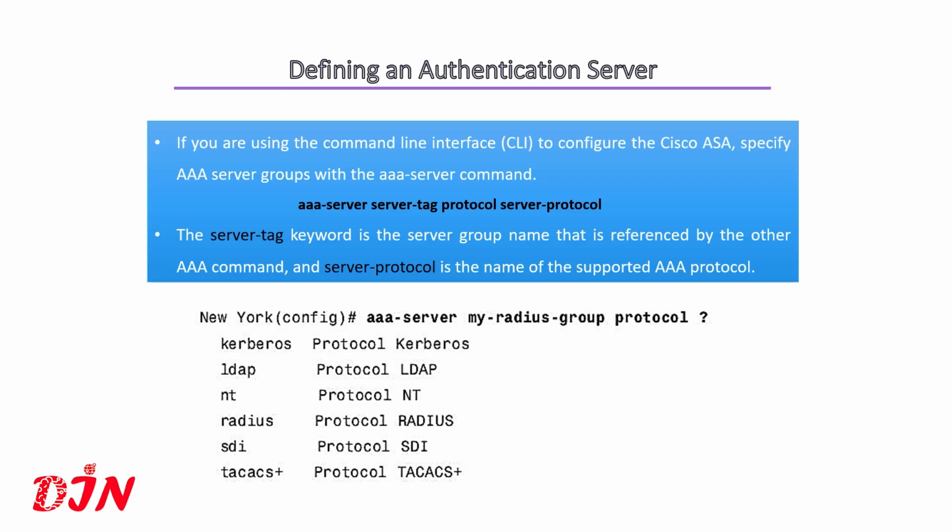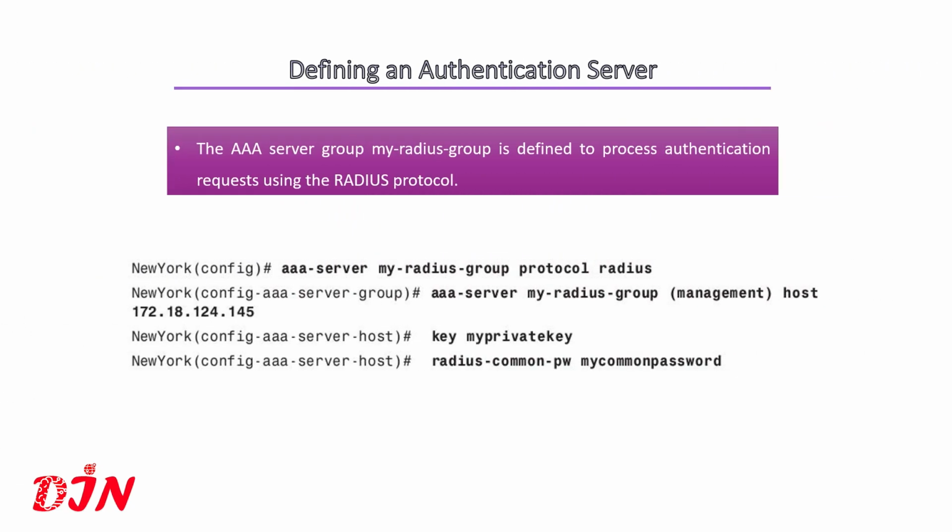The example shows the different authentication protocols that can be defined within a AAA server group. In the example, the AAA server group tag is named MyRadius group. After defining the AAA server group with the respective authentication protocol, you are shown the config-aaa-server prompt. In the example, AAA server group MyRadius group is defined to process authentication requests using the RADIUS protocol. In the second line, the RADIUS server is defined, as well as the interface where the RADIUS server resides. The key used for authentication is my private key. The RADIUS common password is set to my common password.